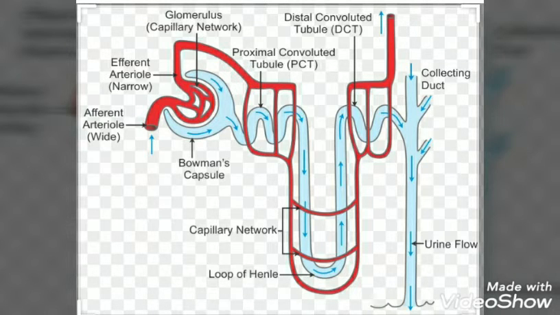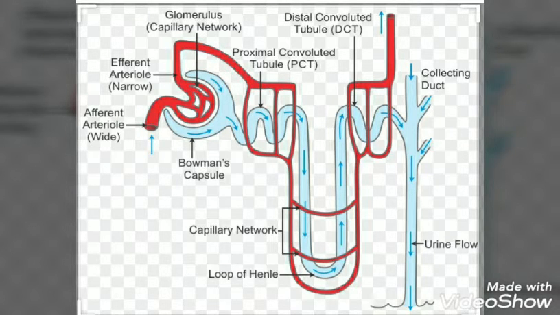Now moving forward, the proximal convoluted tubule. What is the meaning of proximal? Proximal means nearby the Bowman's capsule. Convoluted means coiled, and tubule means tube. So proximal convoluted tubule means a coiled tube which is near to the Bowman's capsule. Its abbreviation is PCT.